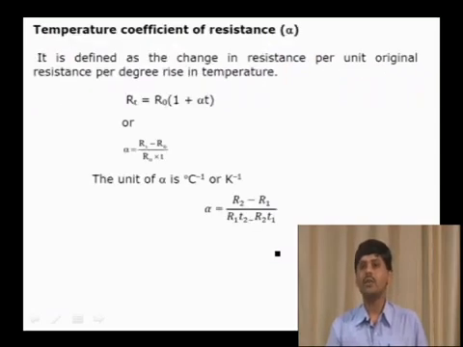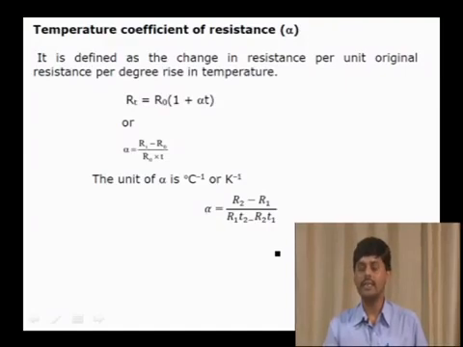Next, the temperature coefficient of resistance of a conductor. It is defined as the change in resistance per unit original resistance per unit rise in temperature. The variation of resistance with temperature is given by the equation R_T is equal to R naught into 1 plus alpha T. Rearranging that equation, we get alpha is equal to R_T minus R naught, whole divided by R naught into T. That is, alpha is the change in resistance divided by the resistance at 0 degree into the unit rise in temperature.